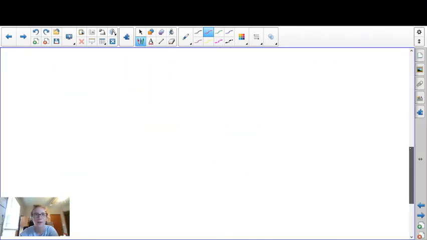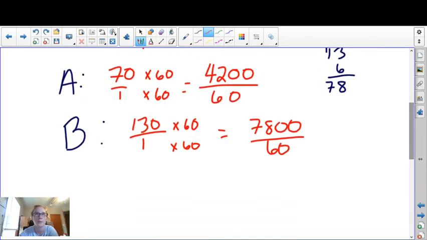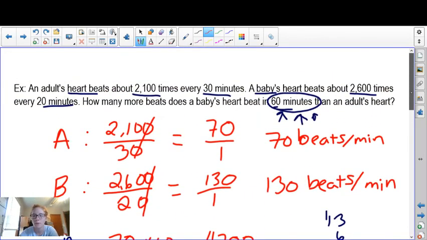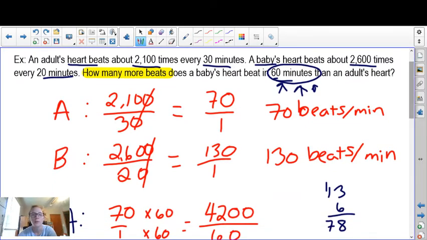Running out of space, and I hit the extendo page button too many times. And then I go back to the original problem, and I say, okay, well, I'm in 60 minutes now, but it wants to know how many more times. And I'm going to highlight that because that's just such a big thing right here. How many more times does the baby's heart beat compared? See, told you. How many more times or how many more beats does a baby's heart do than an adult's?